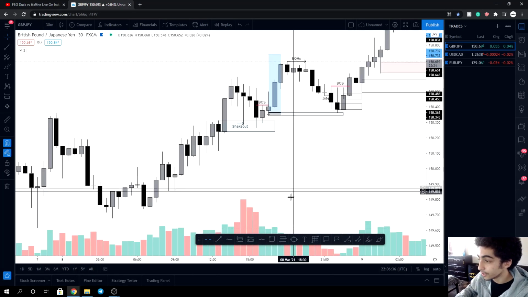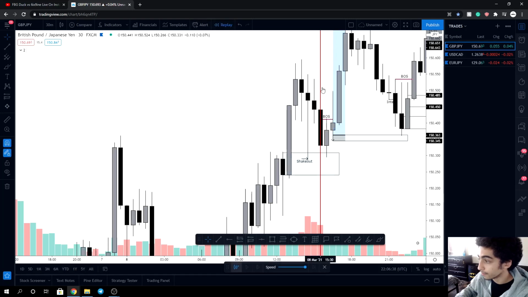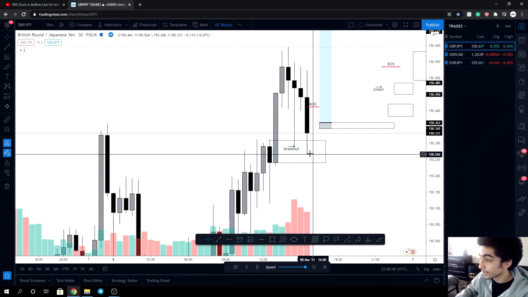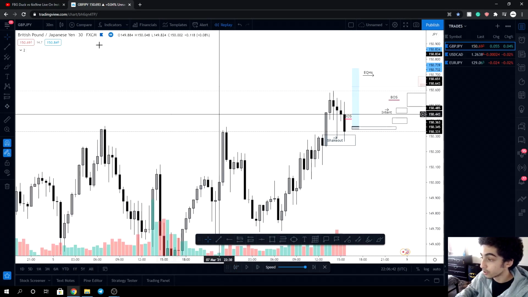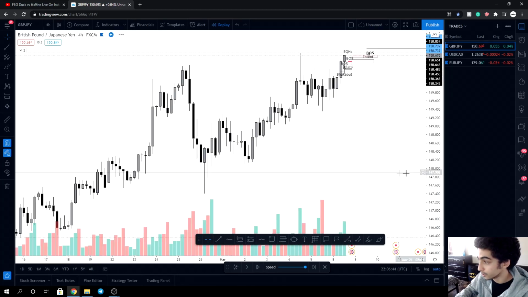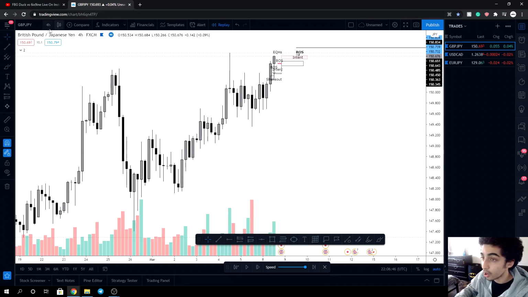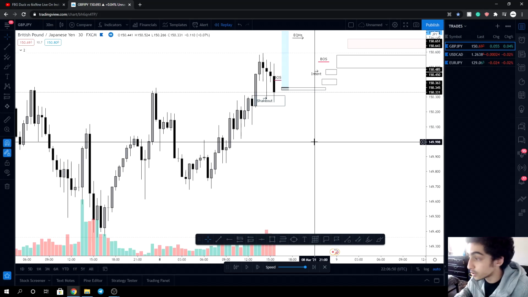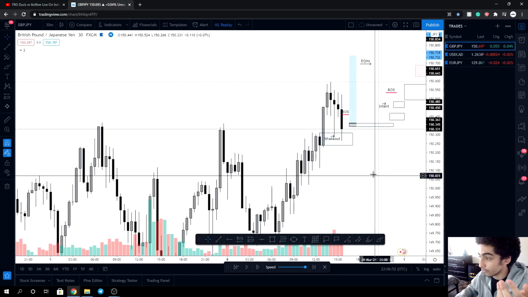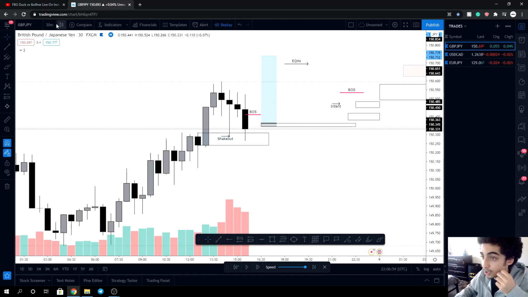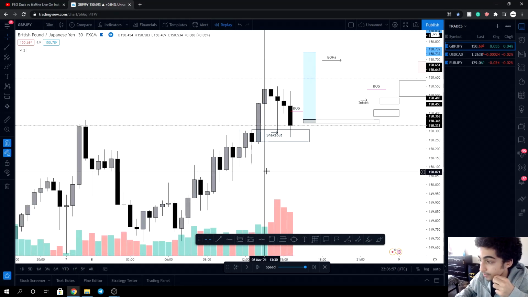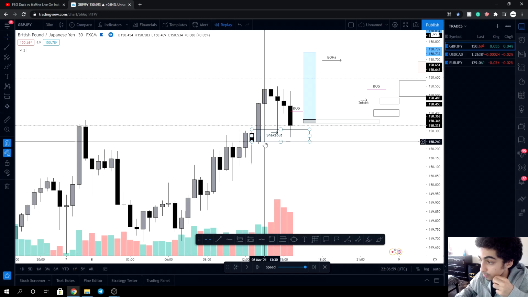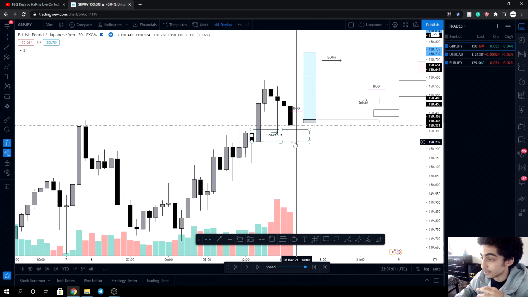So the 30 minute right here, let's go to replay mode, and right here, I saw that the market created this order block, and because my higher time frame is bullish, right, we can see the 4 hours really bullish, I'm going to expect that the 30 minute, 15 minute, 5 minute, 1 minute, every single time frame is going to be bullish as well. I'm looking for buys. That's my bias. So I see this order block. I marked up this order block, and all I did is wait for price to come back into it.